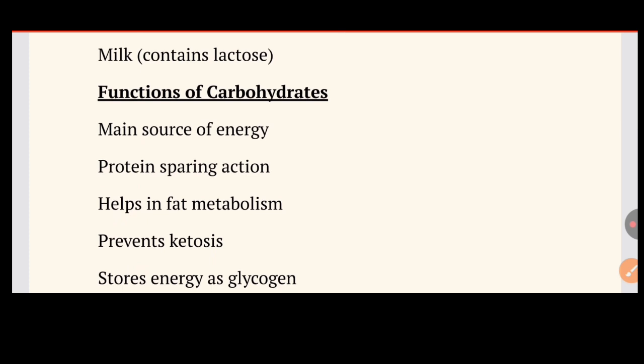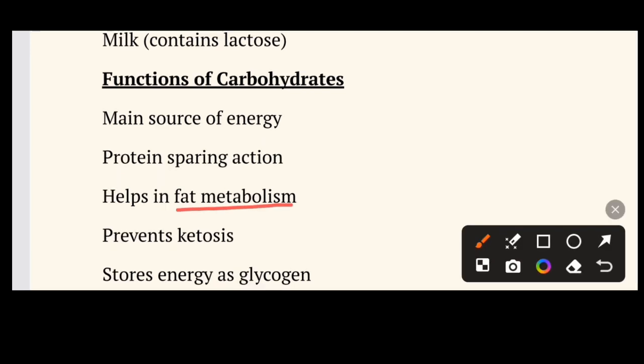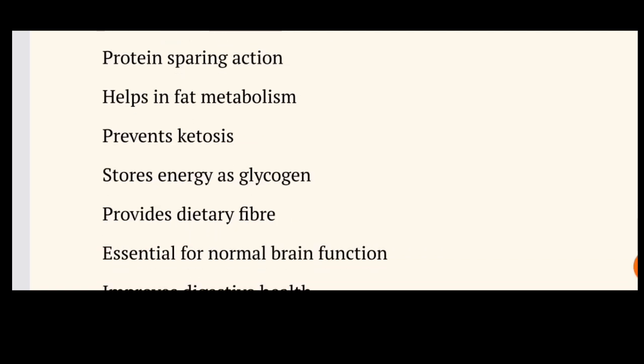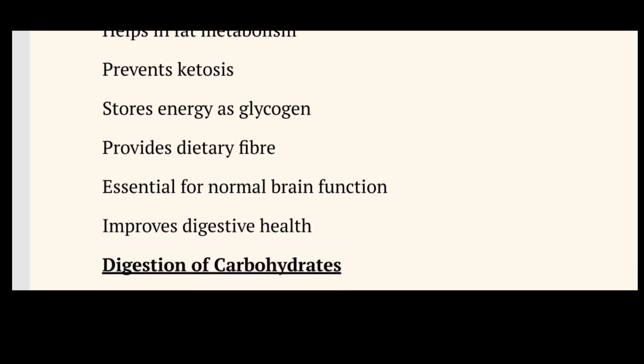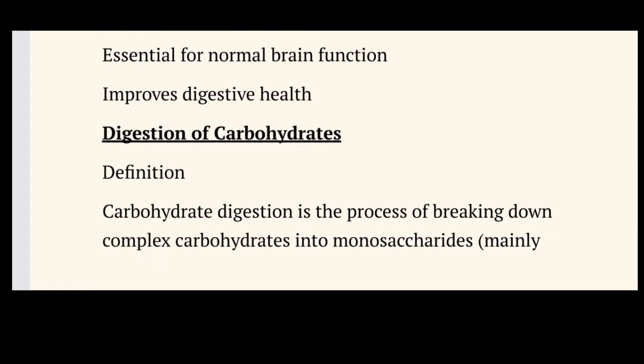Then we will see the function of carbohydrate, how it functions in our body. Carbohydrate is the main source of energy. It has a protein-sparing action, it helps in fat metabolism, and we'll understand about metabolism, how it happens in our body. It also prevents ketosis, stores energy as glycogen, provides dietary fiber, is essential for normal brain function, and improves digestion. Then digestion of carbohydrates.